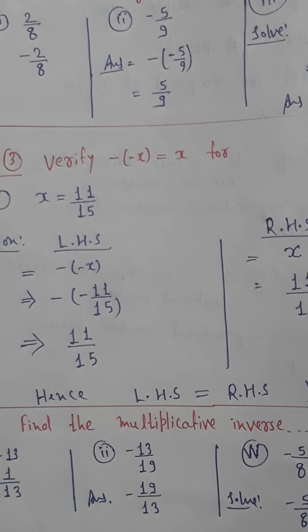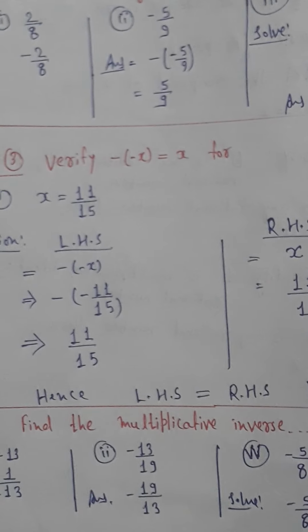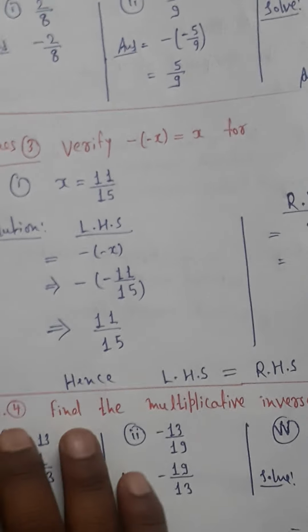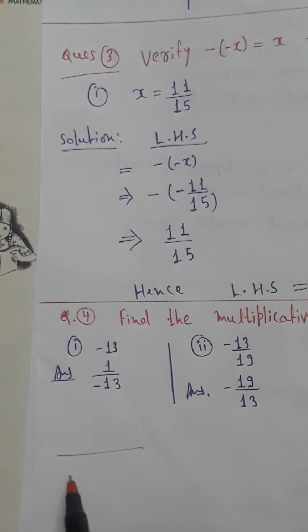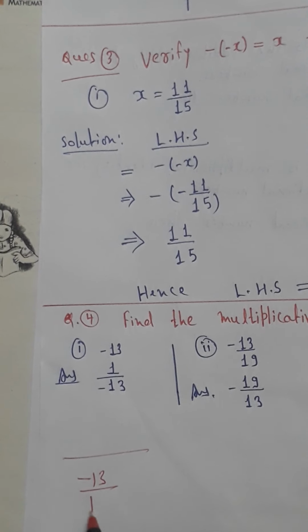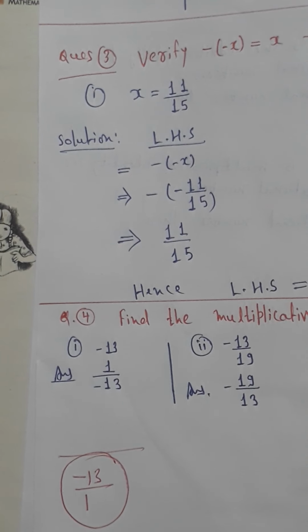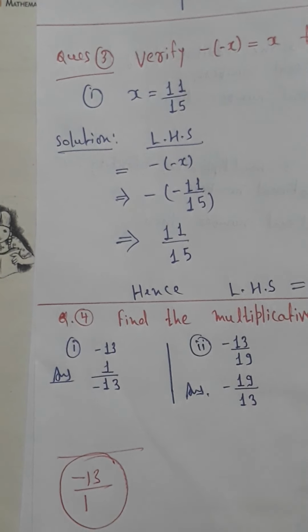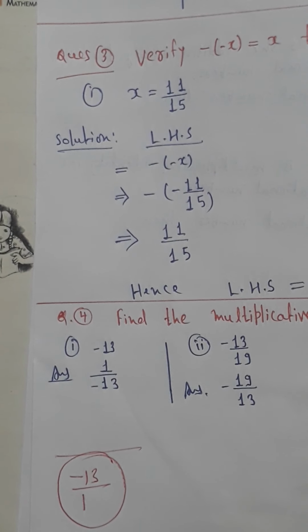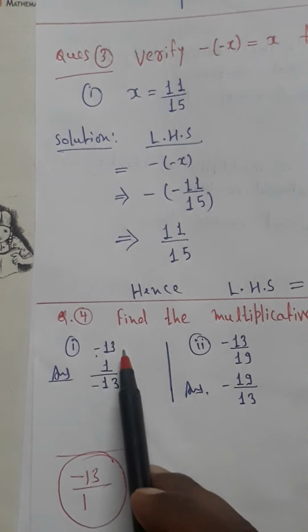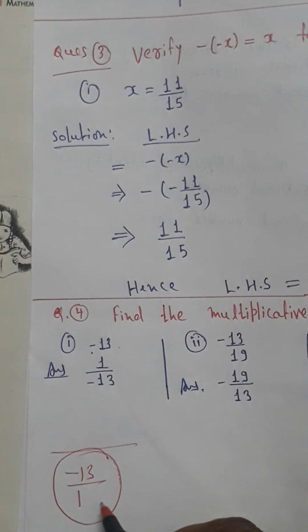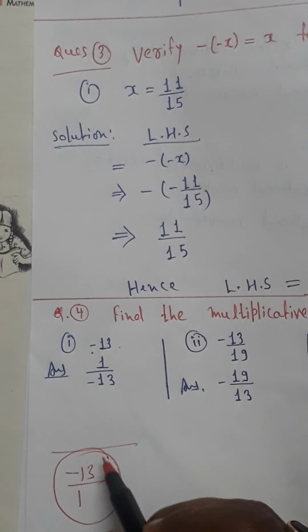Minus 13 is there, so we can write it as minus 13 upon 1. When we find the multiplicative inverse of any rational number, the numerator becomes the denominator and the denominator becomes the numerator. It is also known as the reciprocal. So we can write minus 13 by 1, and it will be minus 1 upon 13.